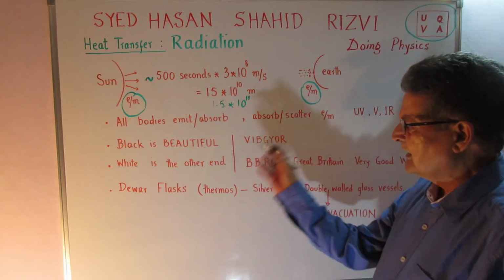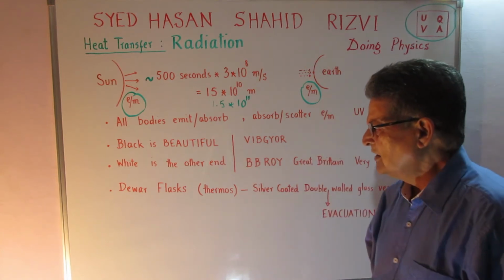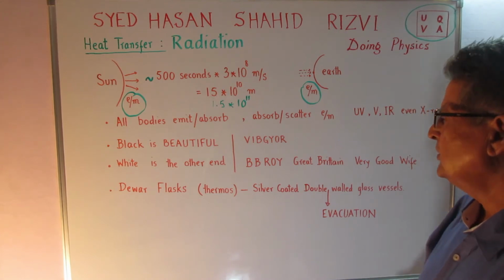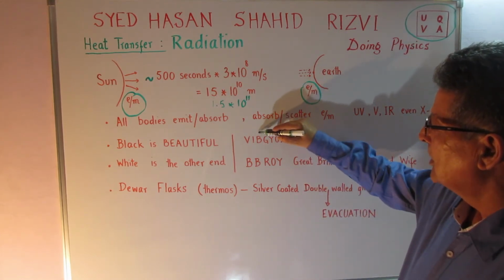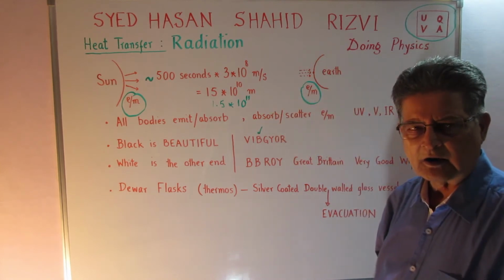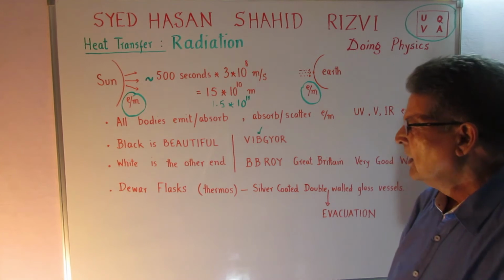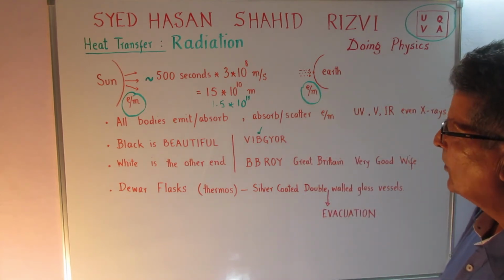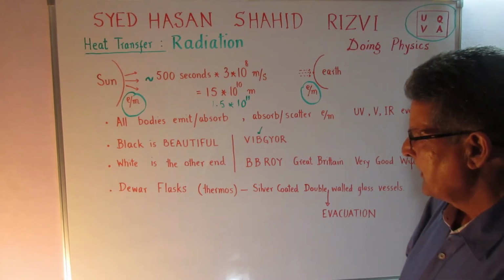Okay, these are all radiations. Bodies show their color because particular colors, for example blue, are absorbed, and the other colors are not. Colors I will tell you some other time. White is the other end.